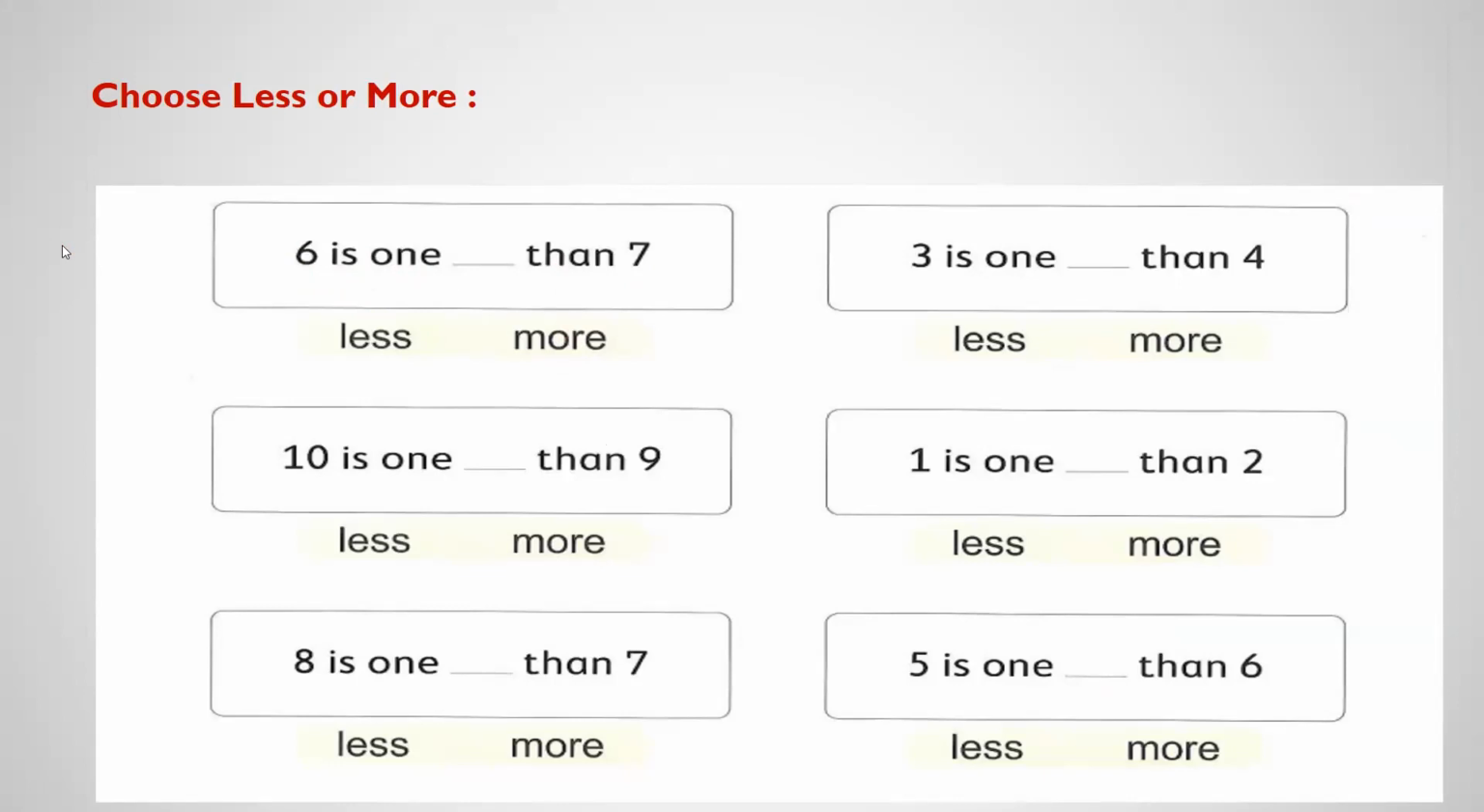So again, I'm going to look at the first number and see. Is this small or big? We have 6 and 7. So of course, 6 is small. And we said small means less.